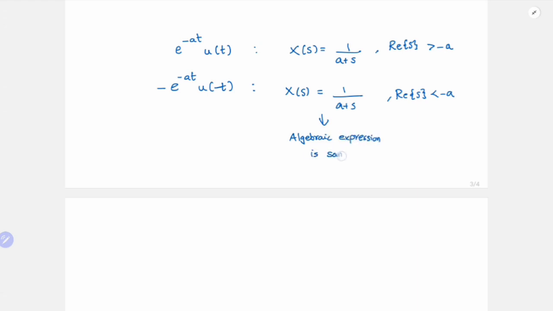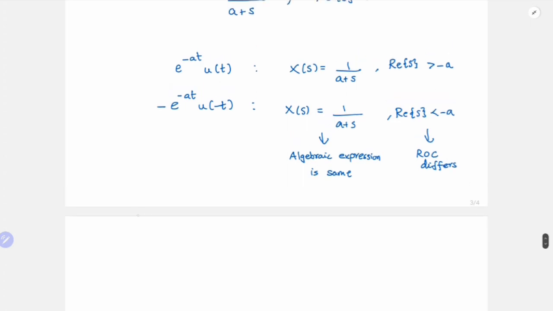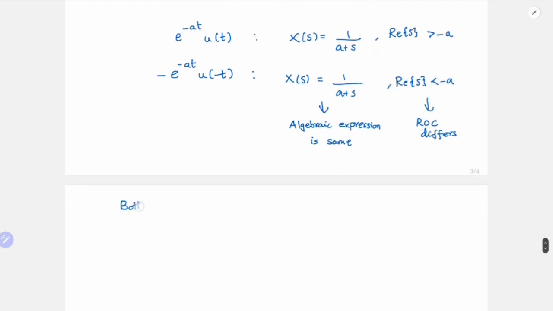The expression is same. Only the region of convergence differs. So hence we can say that both the algebraic expression and the region of convergence are important when stating the Laplace transform.